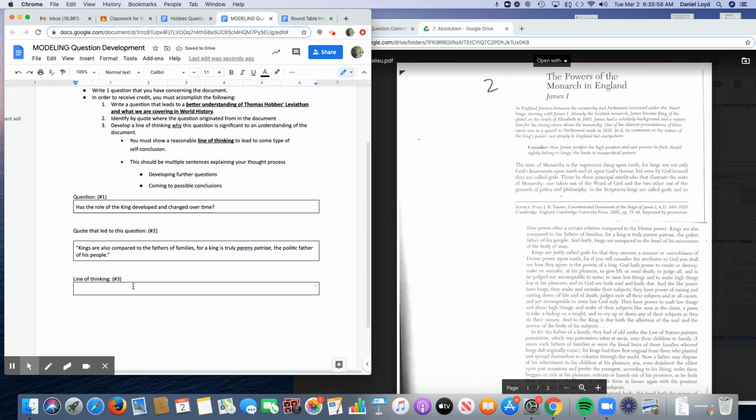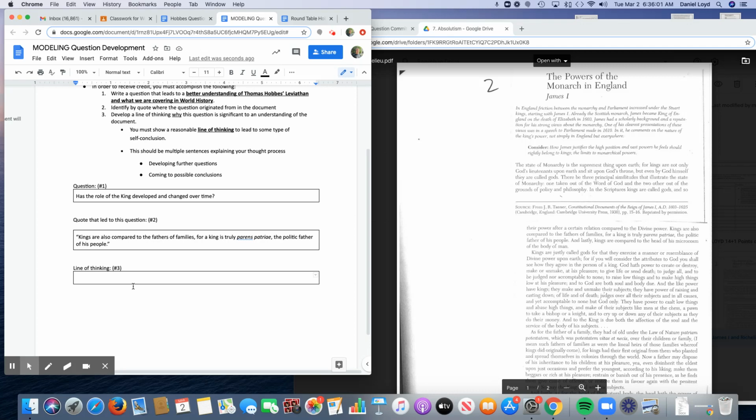Now here's my line of thinking. This doesn't have to be in complete sentences. I'm going to put this into bullet points, and that's fine if you put this into bullet points, as long as you show me the entire line of thinking. So I'm going to think this: James compares kings to fathers. The role of the father has changed and developed over time, depending on culture and geography. That's just kind of a statement of fact.